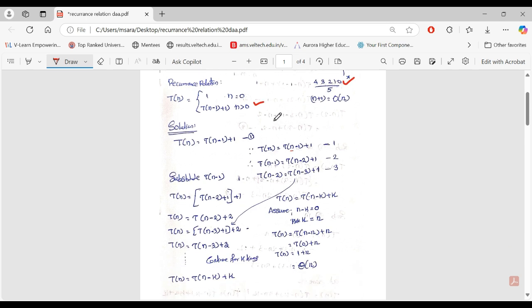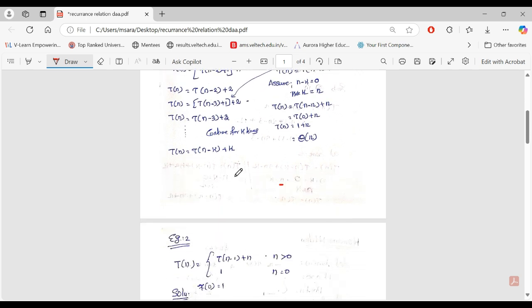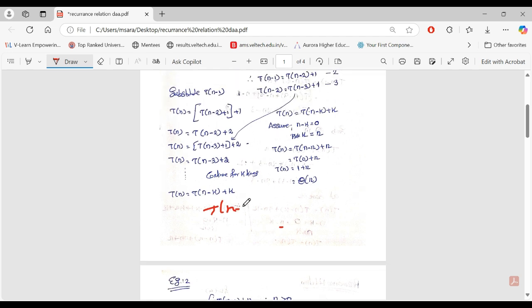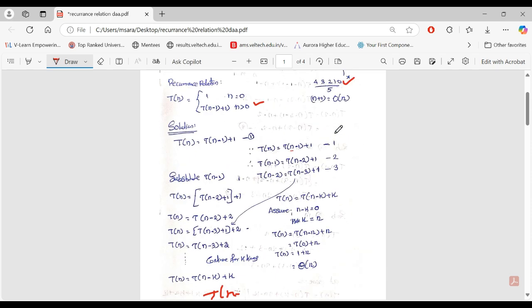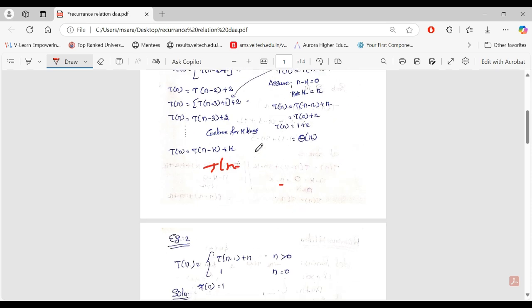So we go for n times, substituting the value. Suppose we have the third equation, substituting it into the second equation. After finding equations 1 to 3, substituting the third equation in the second equation, T of n minus 1 equals T of n minus 2 plus 1.